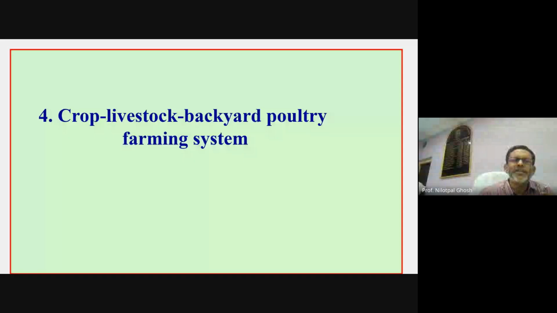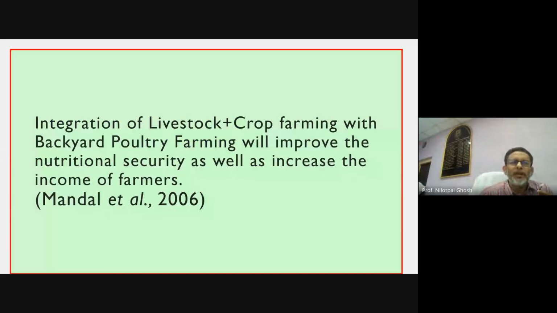Another is crop livestock backyard poultry farming system. This is also being practiced, and research done by Mondal et al. in 2006 shows that it will improve the nutritional security as well as increase the income of the farmers. That is, from integration, the income is more than the older practice.